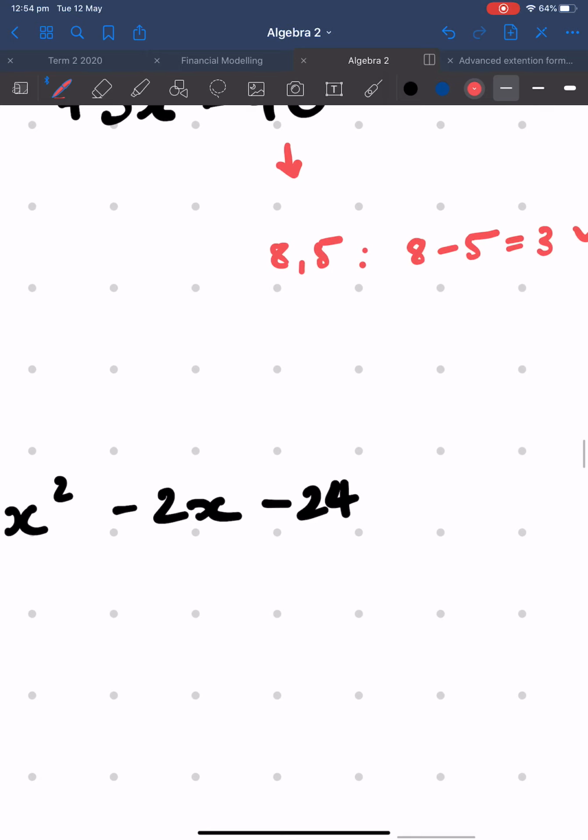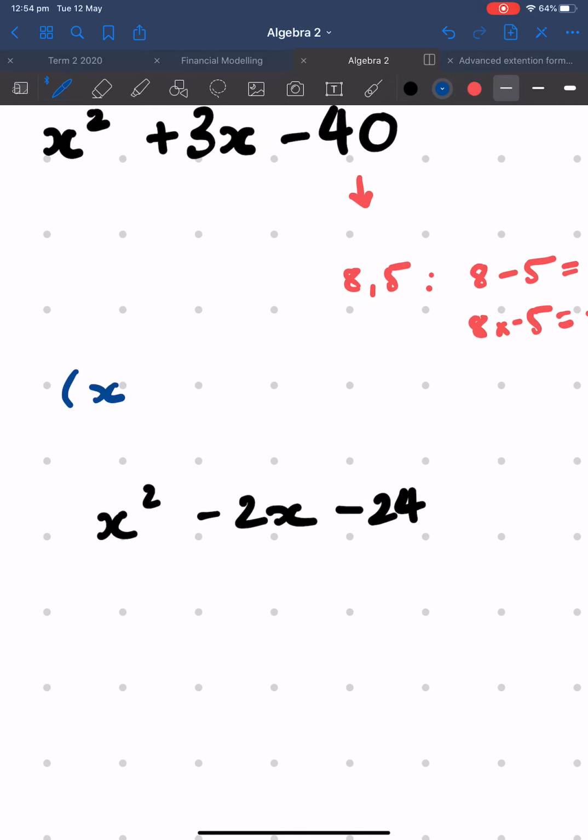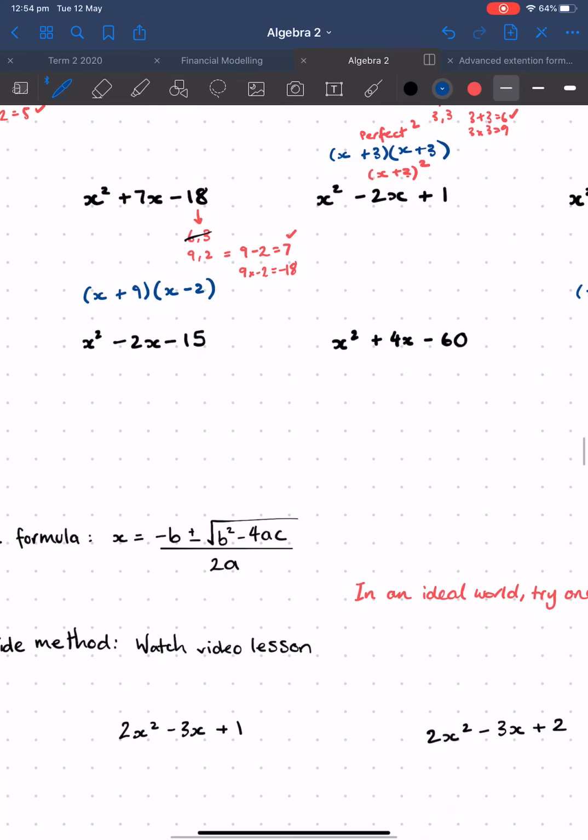And then you need to check, well, does 8 times negative 5 equal negative 40, which is what I'm looking for here, and it does as well. And that means that our answer is x plus 8, x minus 5. Okay, I'm going to keep going.